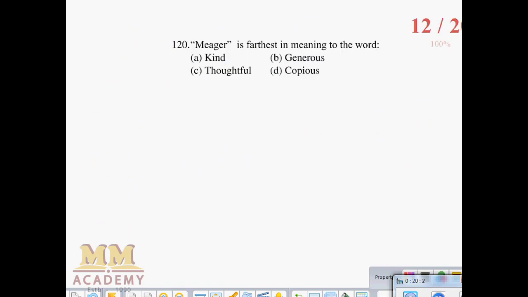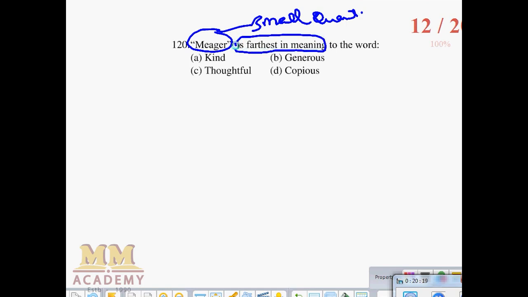Okay. Meager is farthest in meaning to the word. Now, meager means small quantity, right? So farthest in meaning means opposite in meaning. So you've got kind, generous, thoughtful, and copious, right? Kind, generous, and thoughtful are quite easy words, and they do not have any relation with the word meager. We've got copious. Copious means large amount, abundant, right? So meager and copious are antonyms, so D is the right answer.